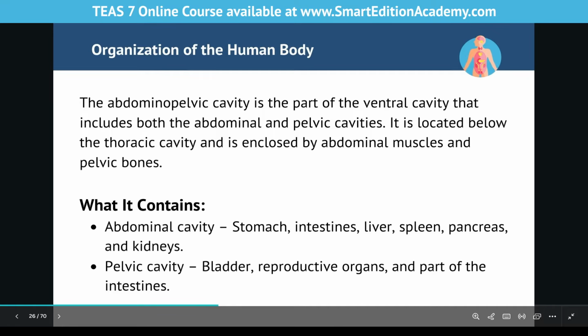This cavity is part of the ventral cavity that includes both the abdominal and the pelvic cavities. It is located below the thoracic cavity, and it is enclosed by the abdominal muscles and the pelvic bones. And again, it contains the abdominal cavity, which houses things like your stomach, your liver, your spleen, and the pelvic cavity that will house things like your reproductive organs and your bladder.